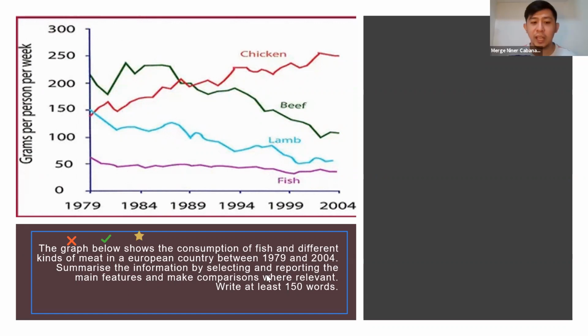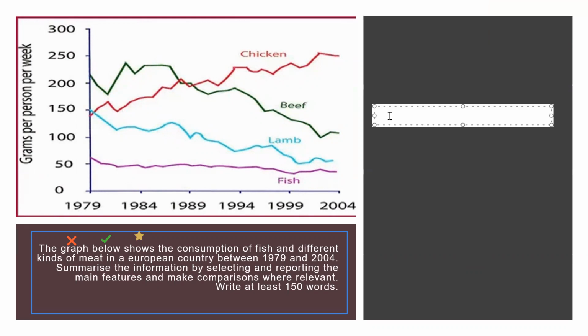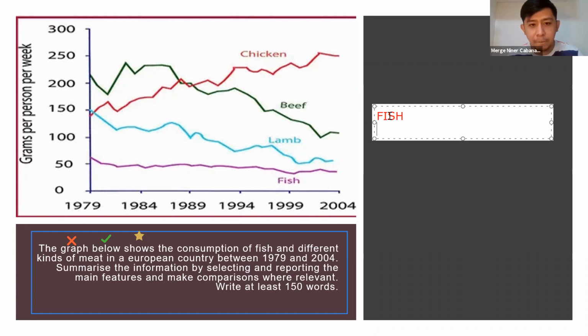That's good. Okay. Now, when it comes to the who element, all right? Emil, tell me about the who element in my task description right here. I'm going to list them down. The consumption of fish, sir. Yes, fish. And what else? Different kinds of meat. Okay, what are those different kinds of meat? Chicken, beef, lamb.